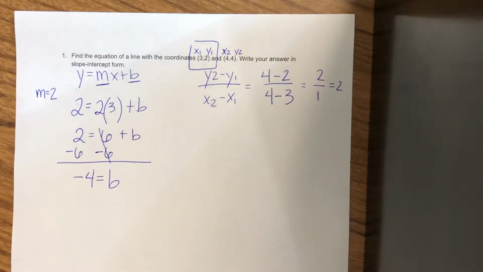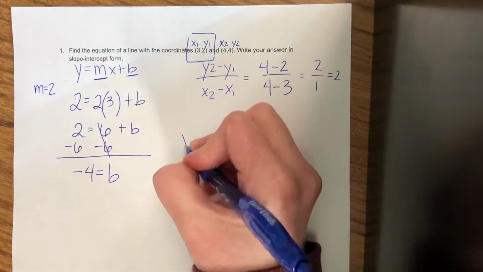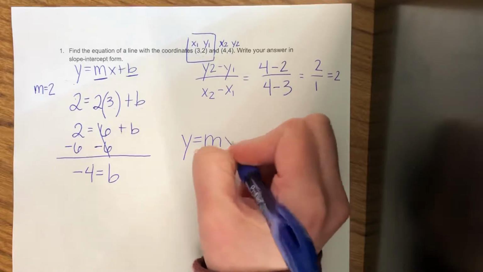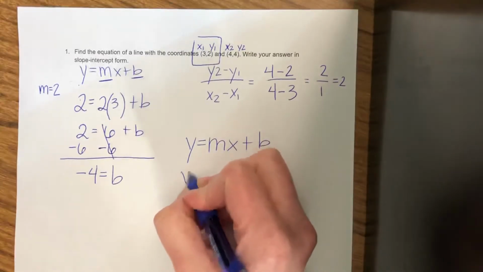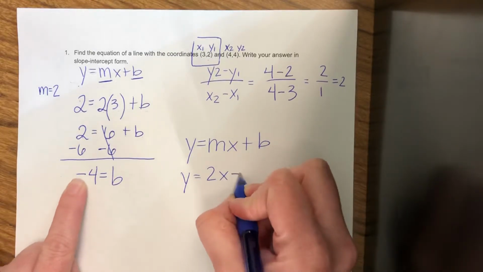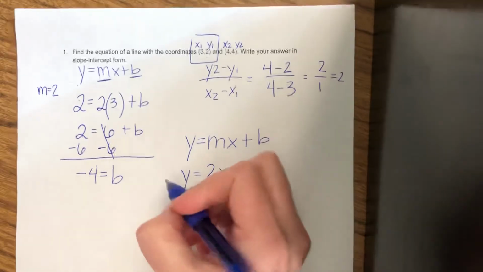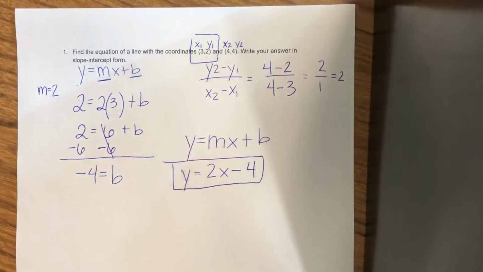So now I know my slope and my y-intercept. So all I need to do now is plug them in to my equation. I'm going to do a minus 4 because it was a negative. Once you've done that, you are done.